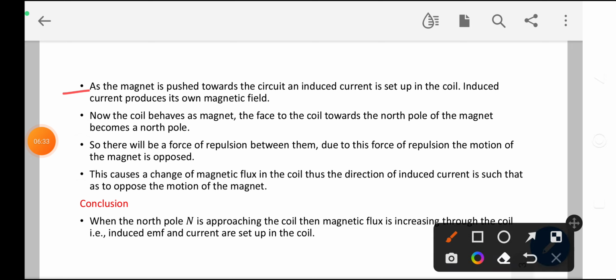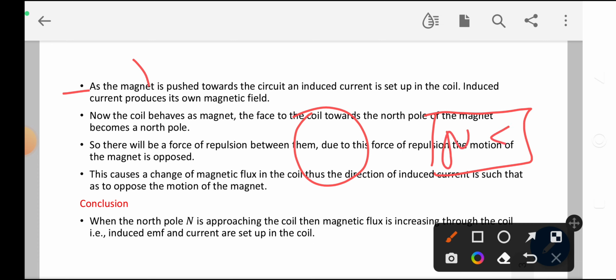Alright, as the magnet is pushed towards the circuit, an induced current is set up in the coil. Induced current produces its own magnetic field. What is he saying? It is a coil, just now what I have shown in the diagram. North pole, south pole. So when the bar magnet is coming towards it with a north pole towards the coil, then induced current will be produced, and this current again produces its own magnetic field.